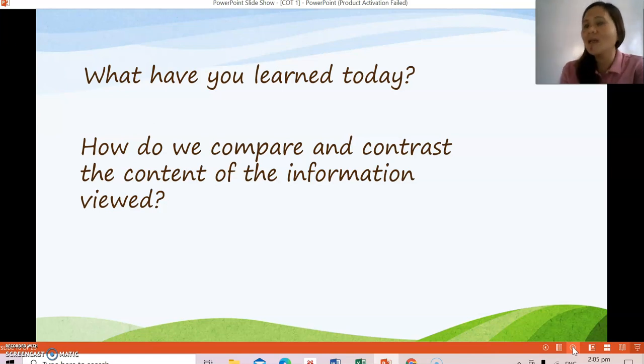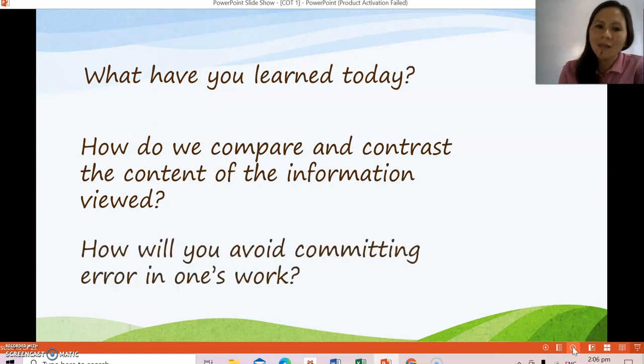You have to read, you have to focus on the flaws, you have to understand them, you have to compare the stories, the data given, and of course, you have to tell whether it is updated or not, or whether the information given is complete. Okay, wow, that's so great. Now, how will you avoid committing error in one's work? Of course, you have to compare and contrast the content of the materials viewed before you decide whether you're going to use this information or not.